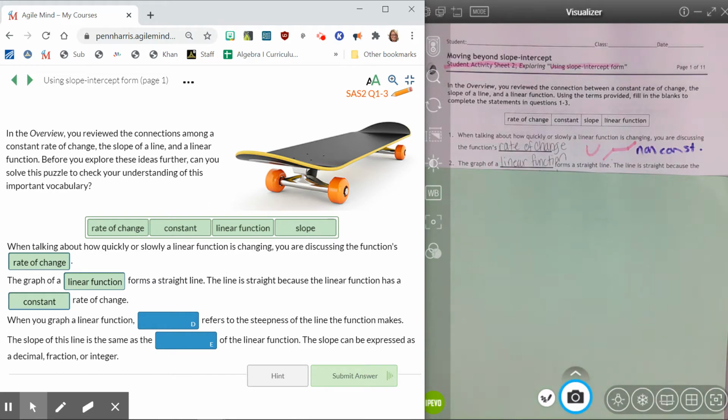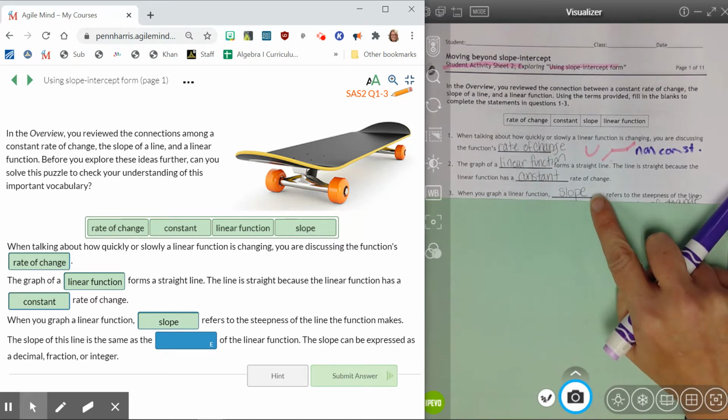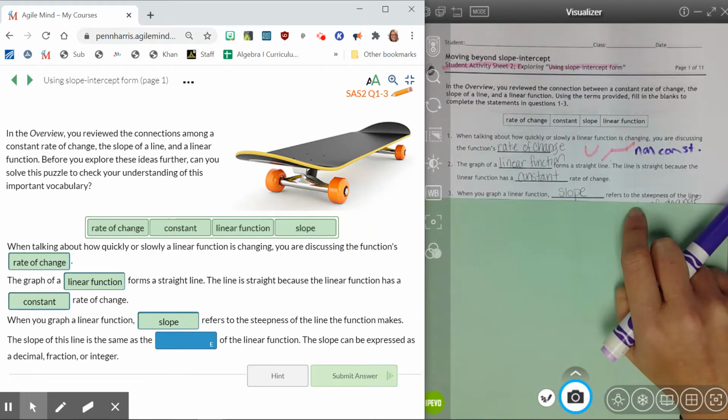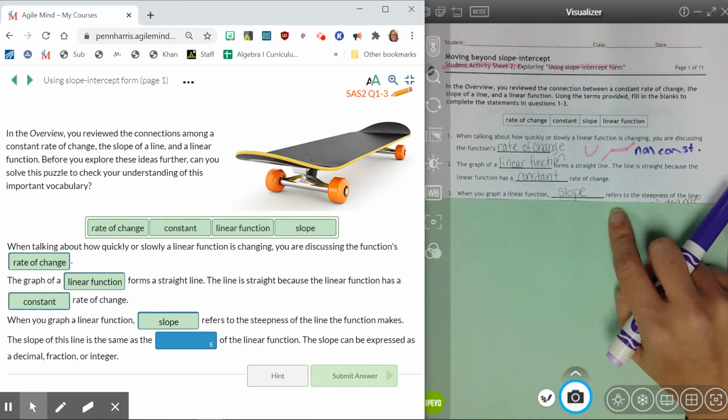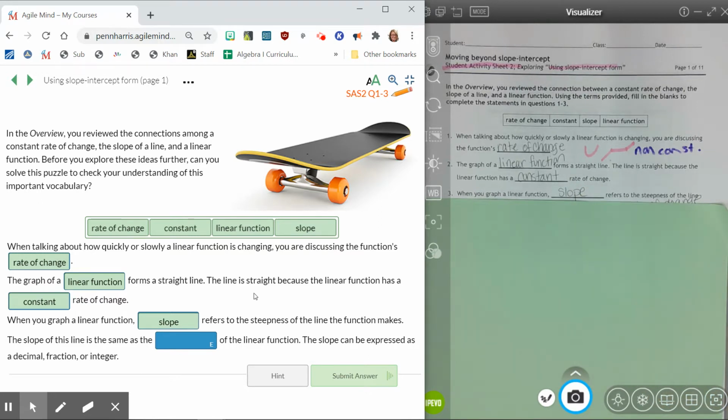So the big thing here, guys, is when we graph a linear function, slope refers to the steepness the function makes. Before we talked about rate of change, if it had a higher rate of change, it was more steep. If it had a smaller rate of change, it would be less steep. Well, that rate of change is the exact same thing as the slope. The slope of the line, again, refers to the rate of change. It can be expressed as a decimal, a fraction, or an integer.